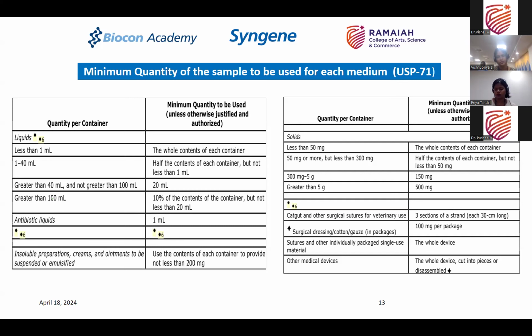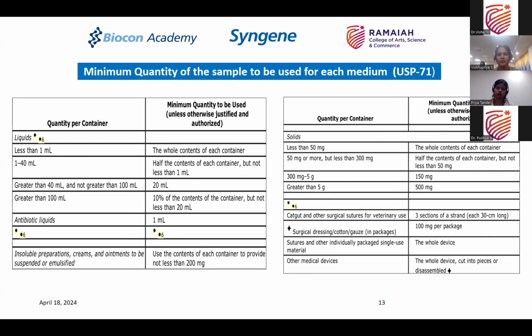Yes, Vaishnu Priya. Correct, enrichment. Yes, liquid medium will be this. Okay, you are going to enrich the media.